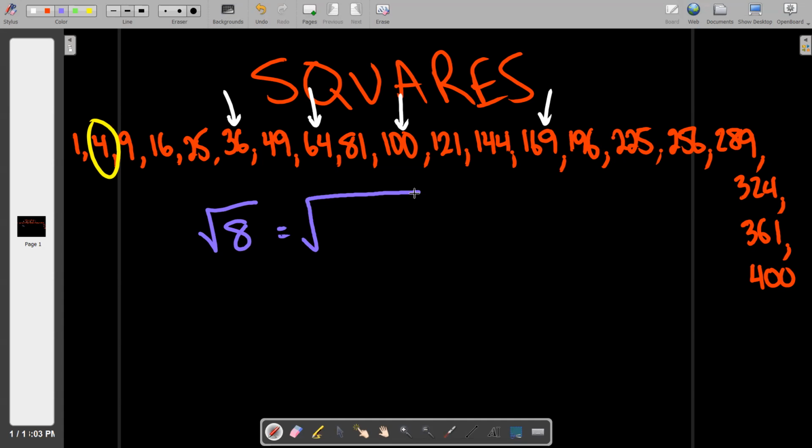Like 8 only has one way to make it, right? 4 times 2. And 4 is obviously on the red list. And so we're going to take 4 times 2. Notice how they're both inside the same square root sign, right? However, I'm going to refer to 4 as the good guy, because what is the square root of 4?